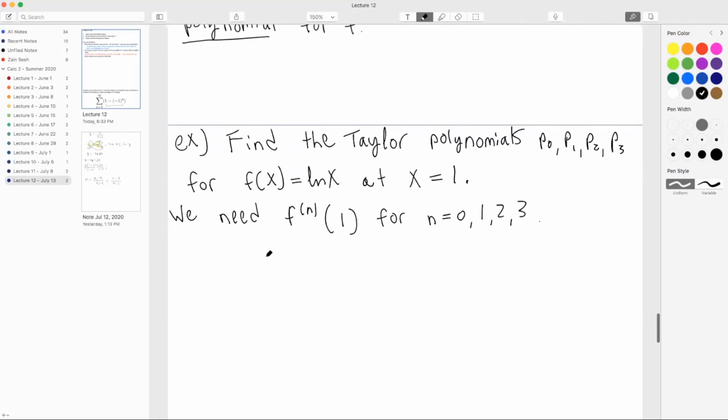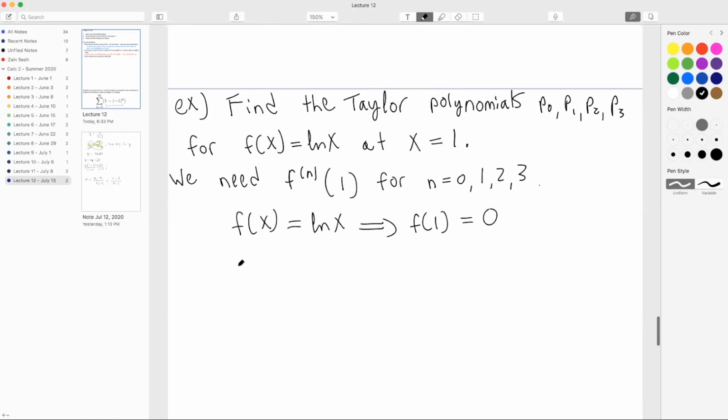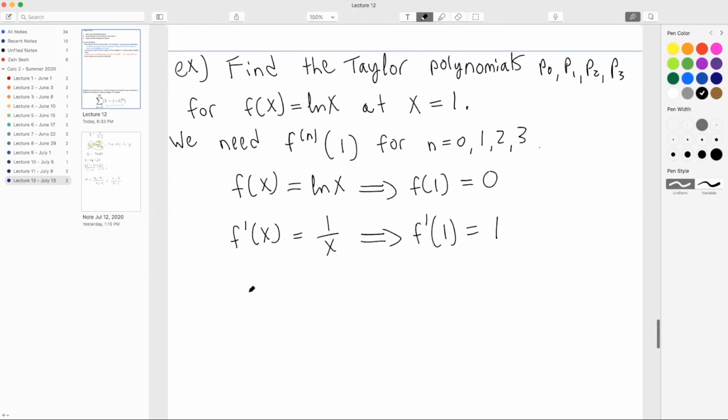So let's look at the 0th derivative. The 0th derivative is just the function itself. So we have f of x equals natural log of x, and let's plug in 1. So f of 1 will be 0, because natural log of 1 is 0. Now let's look at f prime. f prime of x is 1 over x. That's the derivative of natural log. And now let me just plug in 1. So f prime of 1 is nothing other than 1. Very good. Let's just do this 2 more times.